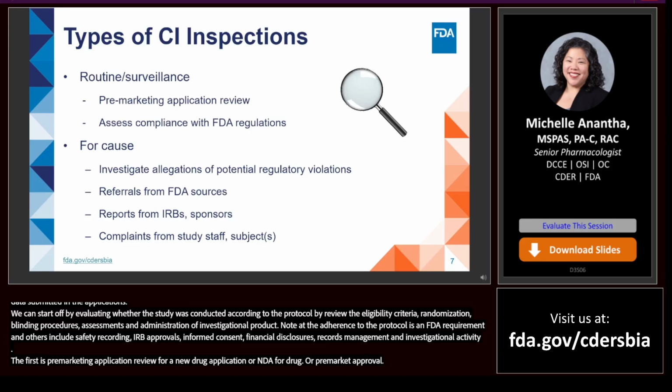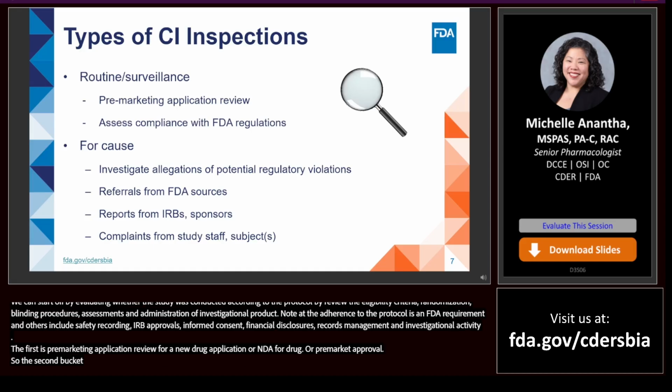The second bucket is for cause. These are conducted to investigate allegations of potential violations that have not already resulted in an official agency action. But how do we learn about such allegations?